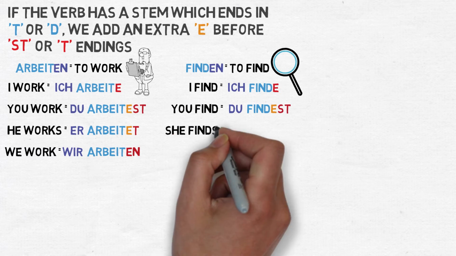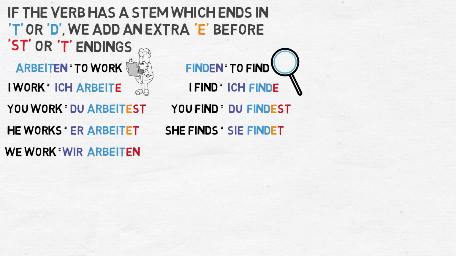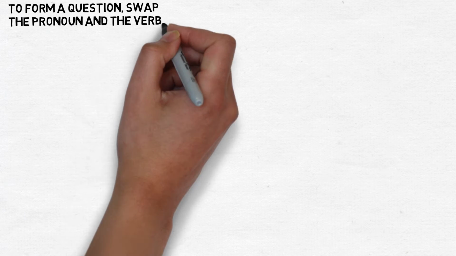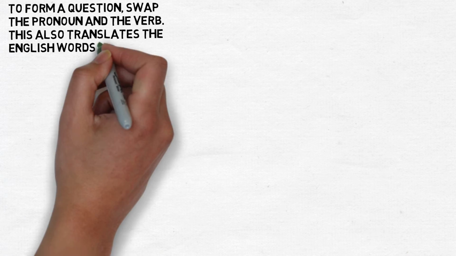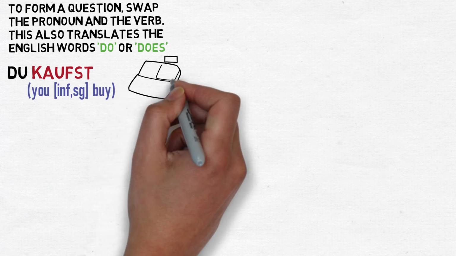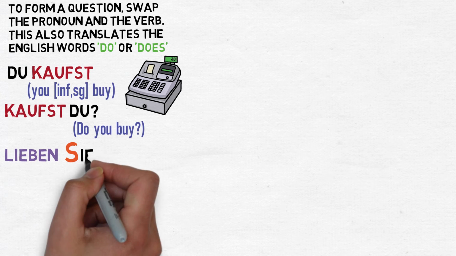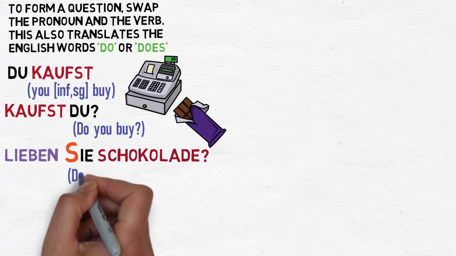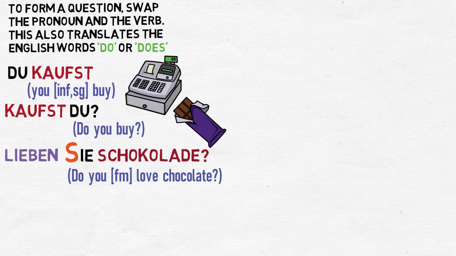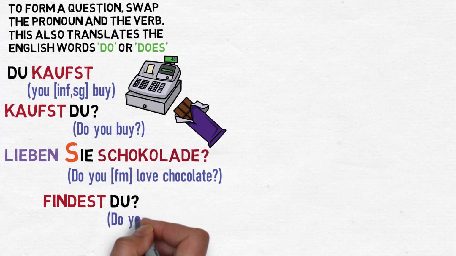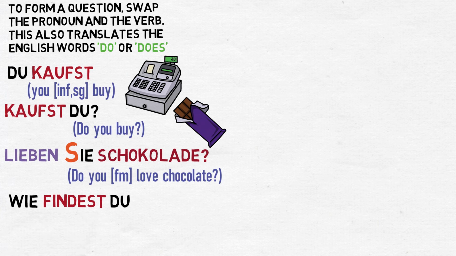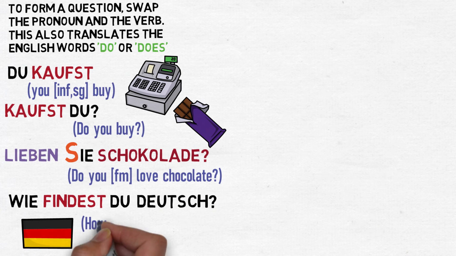Sie findet, she finds. As I mentioned earlier, to form a simple question, we swap the pronoun with the verb. This is also how we would translate the word do or does in English questions. For example, du kaufst, you buy. Kaufst du, do you buy? Lieben Sie Schokolade? Do you love chocolate? Findest du? Do you find? Wie findest du Deutsch? How do you find German?